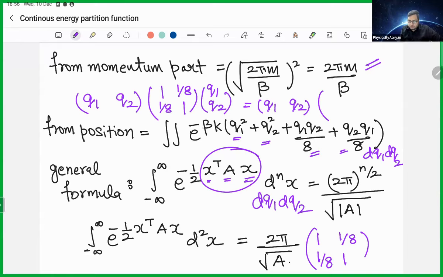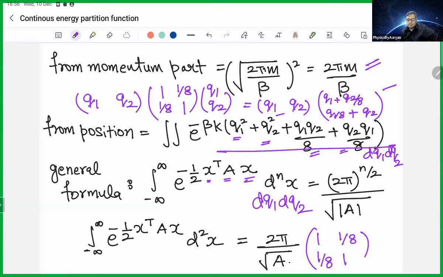Then I multiply first row, first column. That gives me q1 plus q2 by 8. Then first row, second column. Sorry, first row, first column, and then second row, first column. That will give me q1 by 8 plus q2. And if I multiply this with this, do you think I will get this answer only?